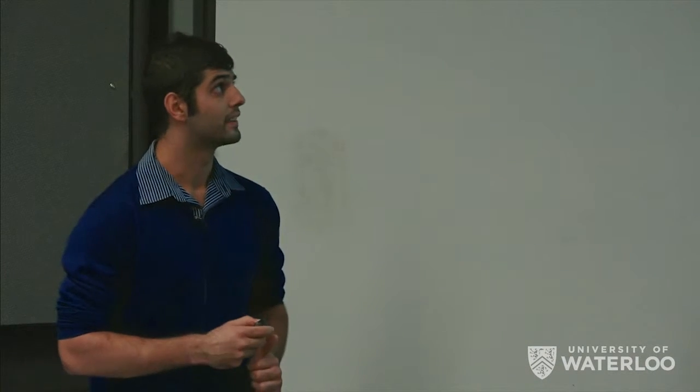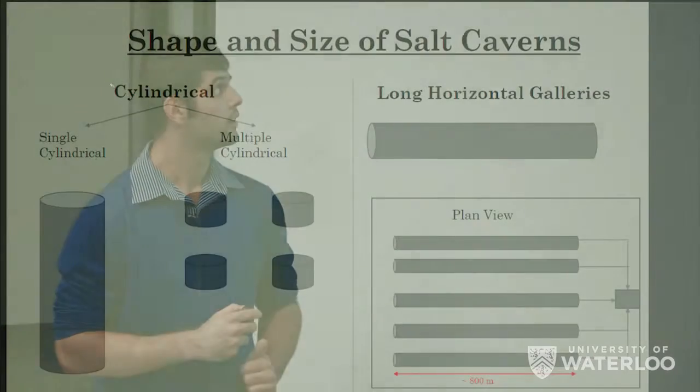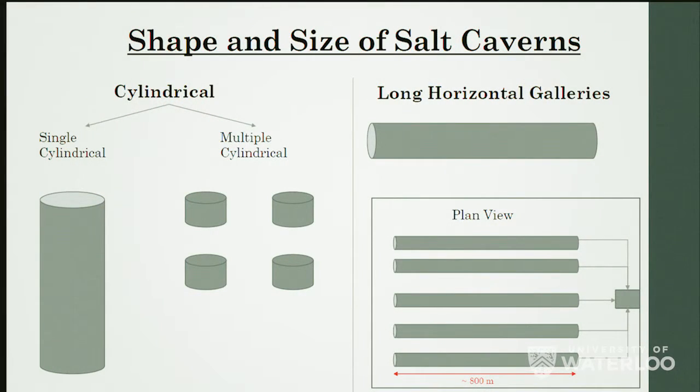So, shape and size of salt caverns. Well, salt caverns can be made in different shapes and different sizes. The most common one is cylindrical shape. In Alberta, we can actually use single cylindrical caverns, which have a larger height. That's because the salt beds are thicker there. But in Ontario, we have to settle with either multiple cylindrical caverns or long horizontal galleries.